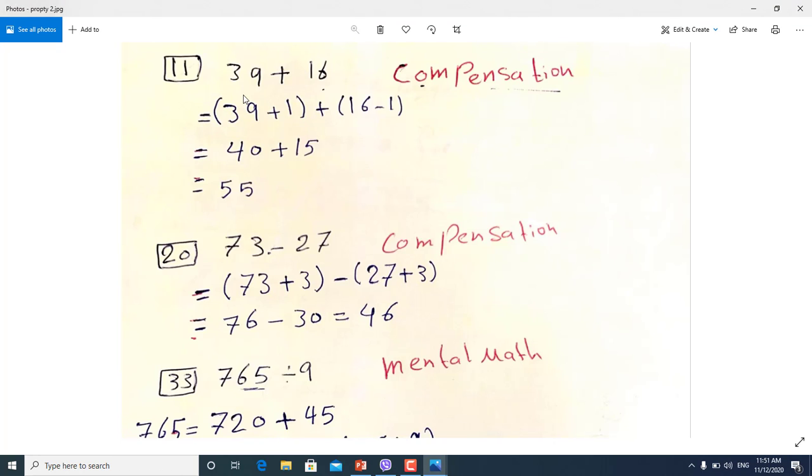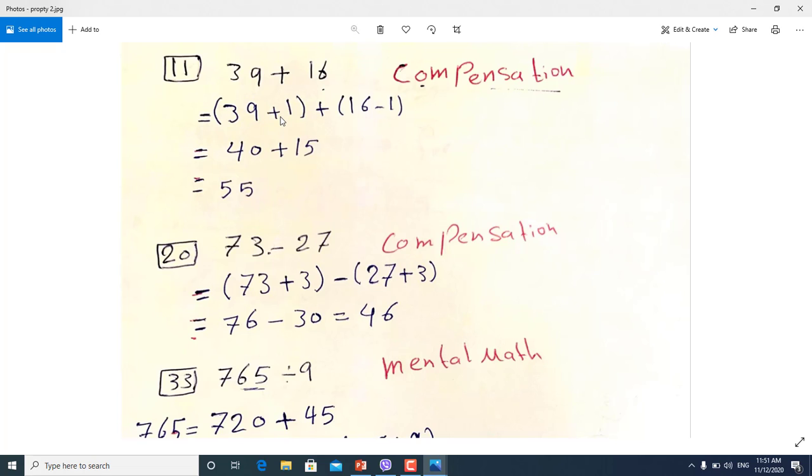Number 11, 39 plus 16. When you have two numbers and we must add them, we can use compensation. Compensation means we make the number a multiple of 10. You can change this 39 to 40, or this 16 to 20. So this 39, let us add 1 to make it 40.